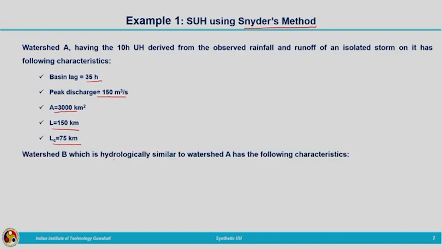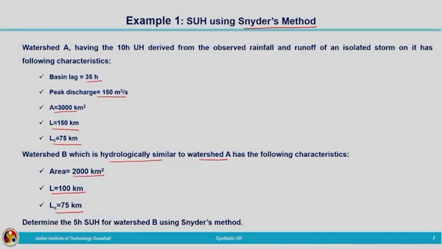Watershed B, which is hydrologically similar to watershed A, has the following characteristics: area 2000 kilometers square, L 100 kilometers and LC 75 kilometers. Determine the 5-hour synthetic unit hydrograph for watershed B using Snyder's method.